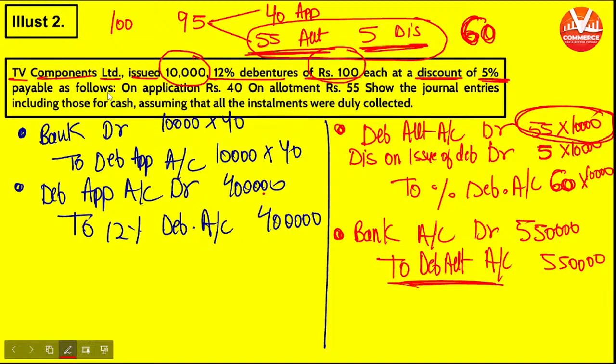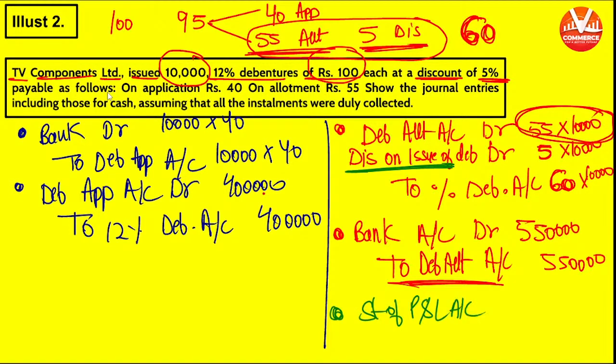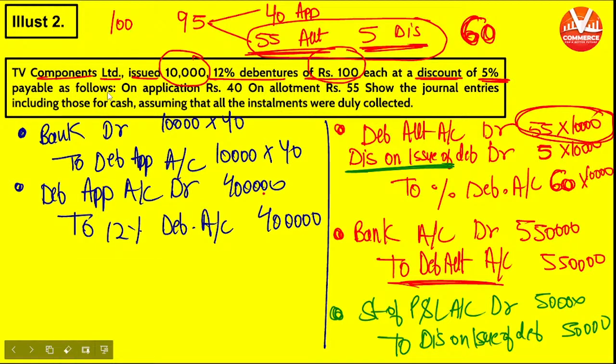And the most important thing, we have to write off discount. So, statement of P&L account debit to discount on issue of debenture. We will write off this 50,000 discount. So we need to pass these 4 entries.